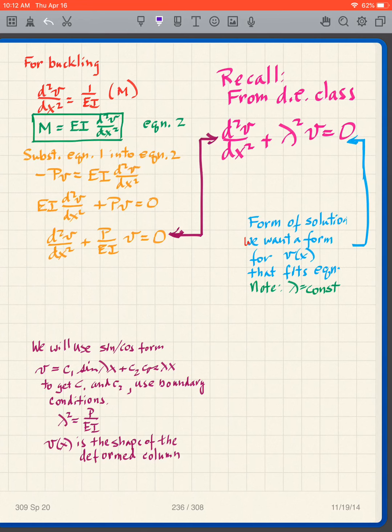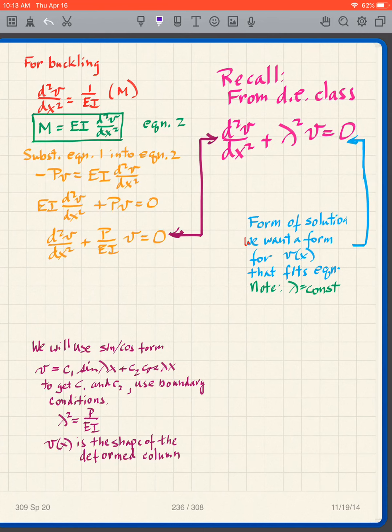And I get that, I get negative P times v is equal to EI times the second derivative of v with respect to x. Rearranging this some more, I get this. And then dividing by EI, I get that. And you may recognize this differential equation from your differential equations class.